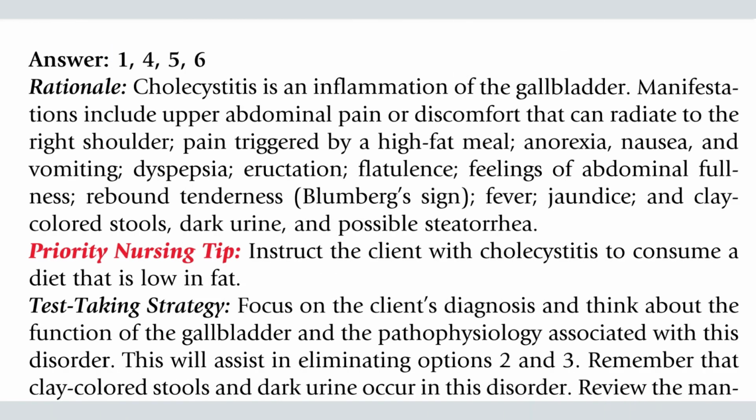Answer: 1, 4, 5, 6. Rationale: cholecystitis is an inflammation of the gallbladder. Manifestations include upper abdominal pain or discomfort that can radiate to the right shoulder, pain triggered by a high-fat meal, anorexia, nausea, and vomiting, dyspepsia, irritation, flatulence, feelings of abdominal fullness, rebound tenderness, Blumberg's sign, fever, jaundice, and clay-colored stools, dark urine, and possible steatorrhea.